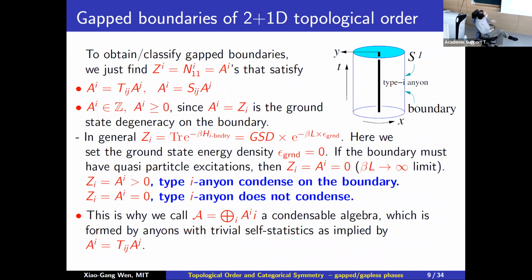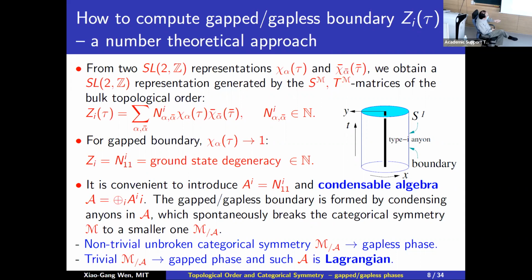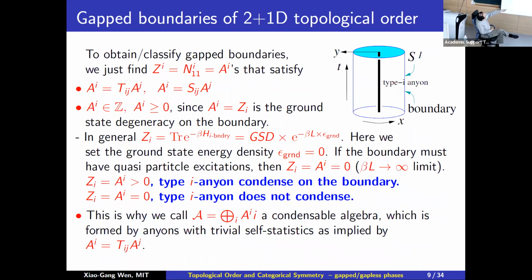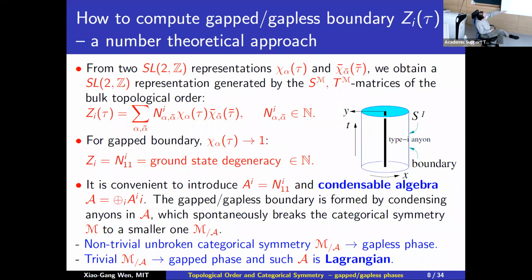So let's get some intuition why we call this. Now let me explain why we call this coefficient condenser algebra. Why condensable? Why condensation? How does that relate to condensation? So let's consider a gapped boundary of a 2+1D topological order.